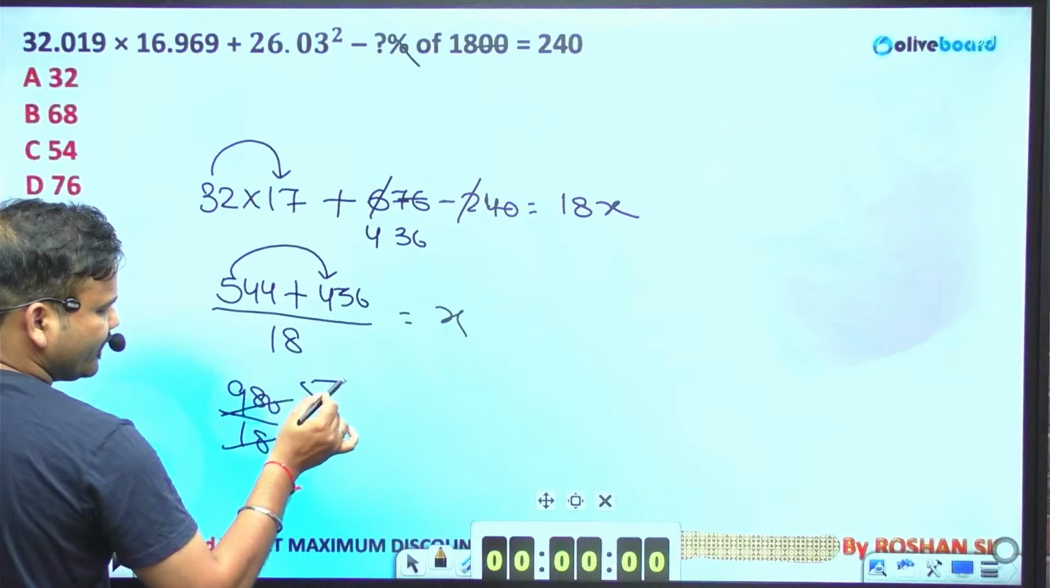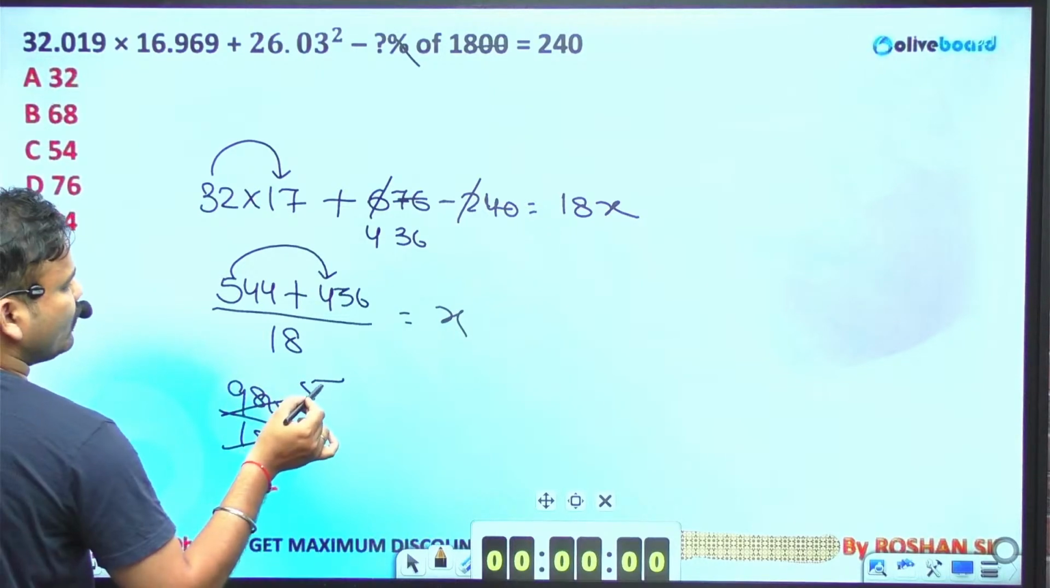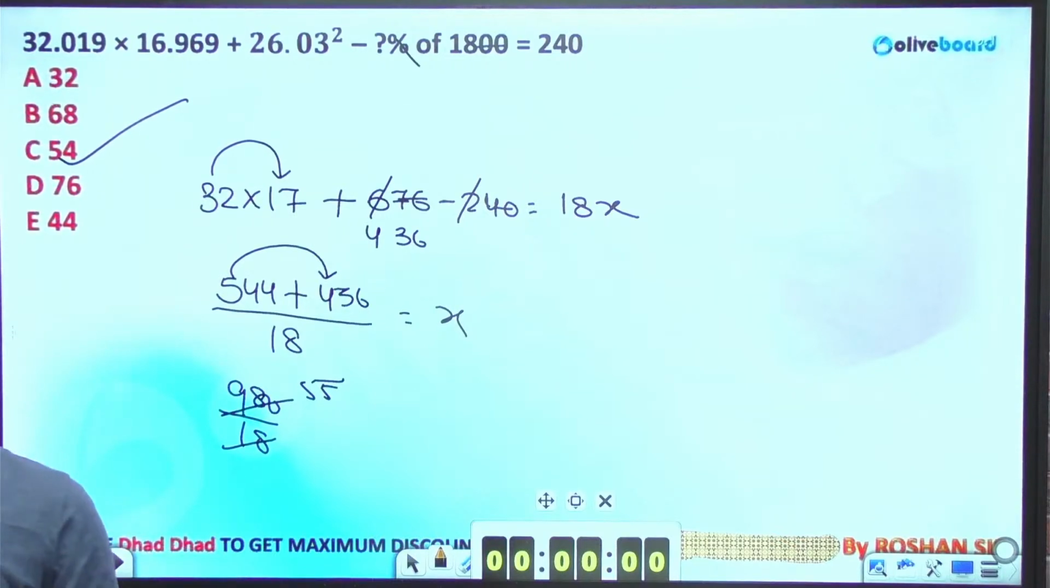So 9 times of 5 is 90, 80, 9 times of 5 again, so almost equal to 55. So that is almost equal to 55, that is 54. So you can go for 54. So 54 is the answer of this particular question. So the answer of this particular question has to be 54.